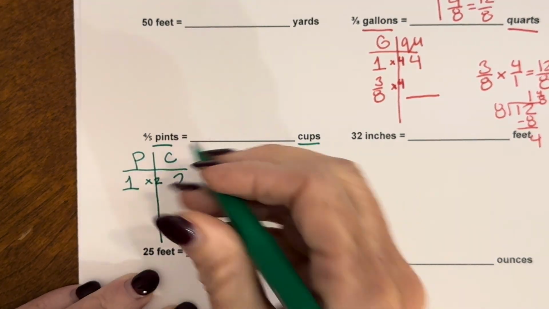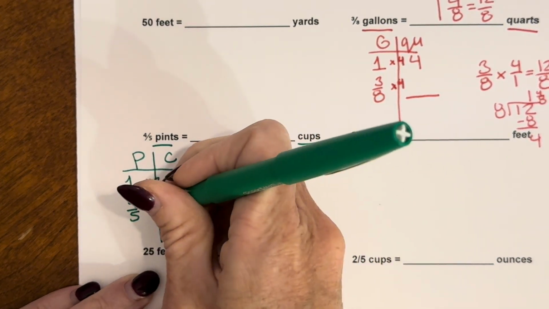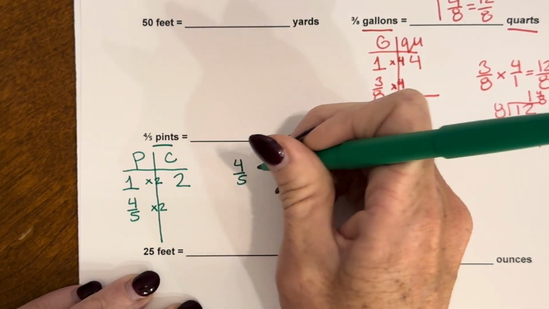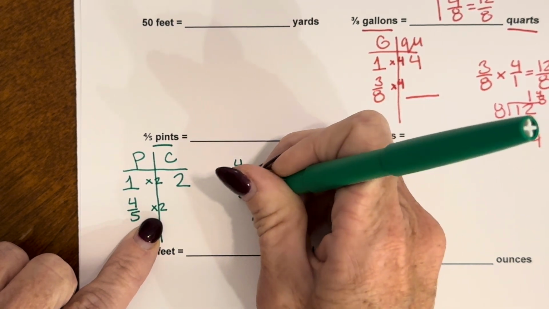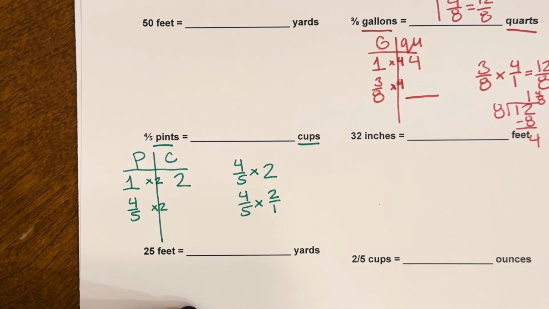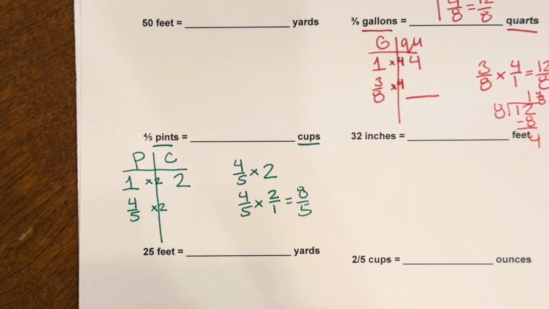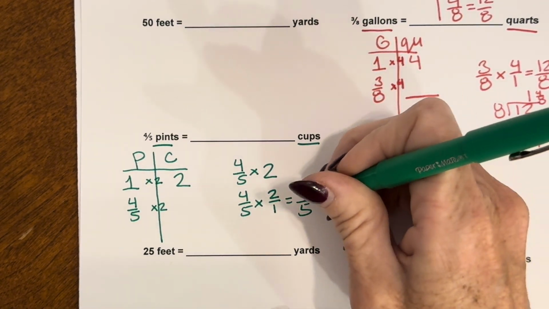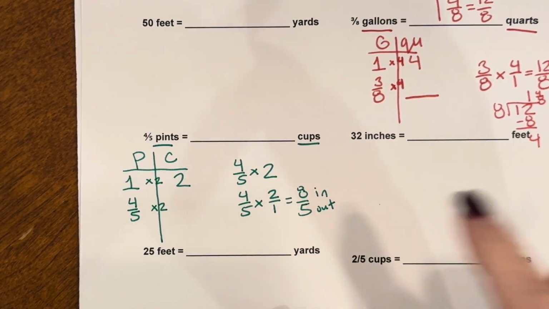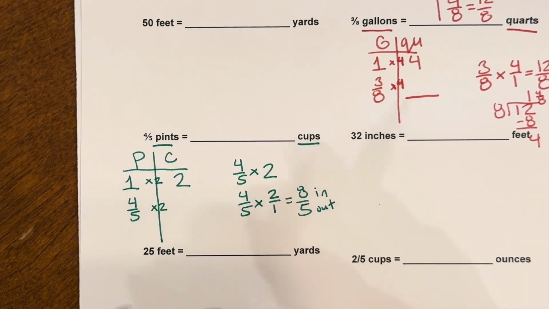So I can do the same thing with this. 4/5 pints equals how many cups? Well, let's multiply by 2. So let's come over here and say 4/5 times 2 is the same as 4/5 times 2 over 1. So what are we getting? 8/5. Now, some of you might be able to do that without using in and out, but because this is a greater than 1 fraction, I'm going to figure that out.